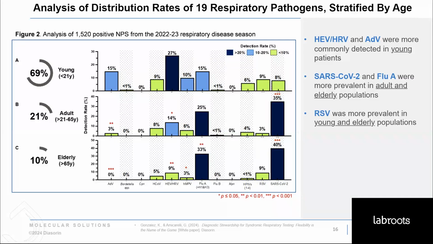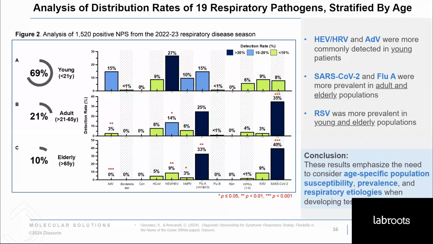Now, there are several possible factors for why we see these patterns in these populations. For one, it could be the lack of humoral immunity in the pediatric populations, some social behaviors, viral interference, or even asymptomatic infections that are not captured, which can influence the prevalence that we observe. Ultimately, when we are creating these testing algorithms, we really need to take into account the different susceptibilities, the prevalence, and also the respiratory etiologies to better serve these patients.